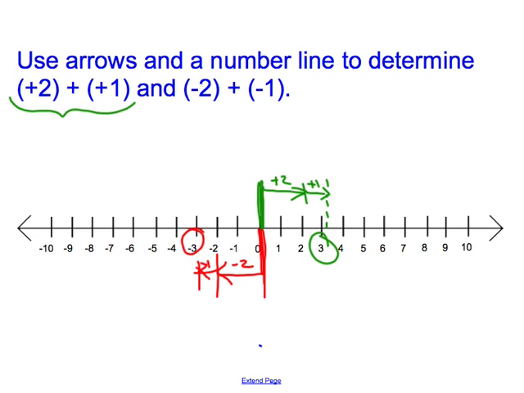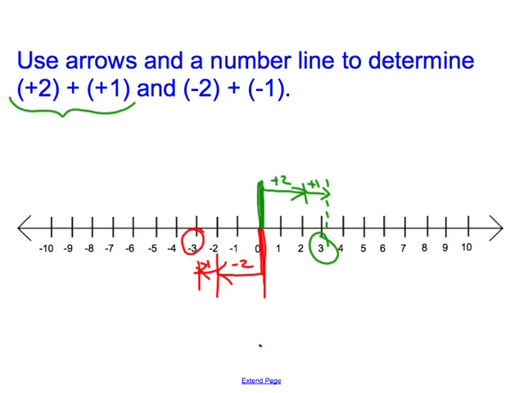What pattern could you come up with just based on these two examples about adding signed numbers? Any thoughts? What is the result of each of these two situations? Adding 2 plus 1. We're just adding the absolute value of each number. 2 plus 1 is 3 in both situations. But on the second one, when you added two negative numbers, it gave you a negative result.